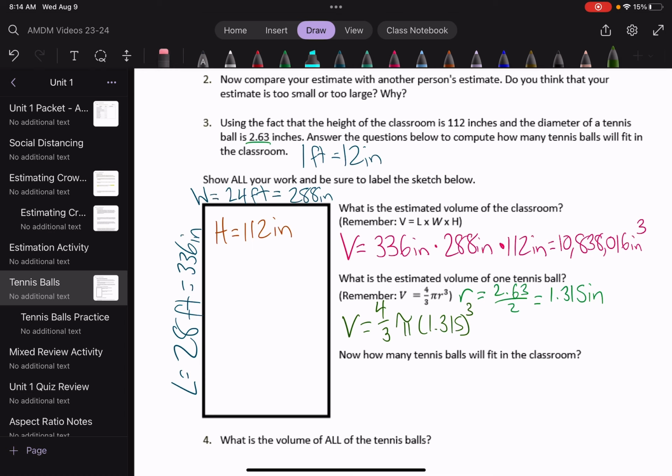So 4/3 multiplied by pi, and then multiplied by 1.315 cubed. That's going to give me a volume per each tennis ball. Let's go ahead and round it to 2 decimal places. It gave me 9.525, so I'm going to say that the volume is roughly 9.53 inches cubed.